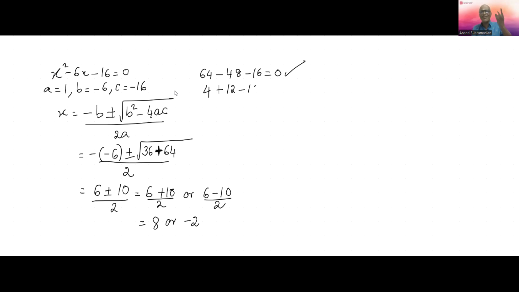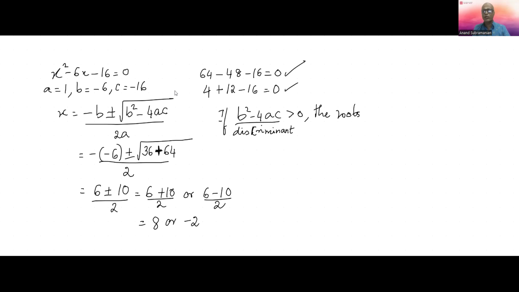So correct. That's all. So now there are three conditions. b squared minus 4ac is called the discriminant. It's called D. It is the b squared minus 4ac under the square root. There are three conditions. If b squared minus 4ac is greater than 0, the roots are real and unequal. You see, I have got two solutions there at the bottom, 8 and negative 2, right? Why? Because under the square root, it is square root of 100. 100 is greater than 0.